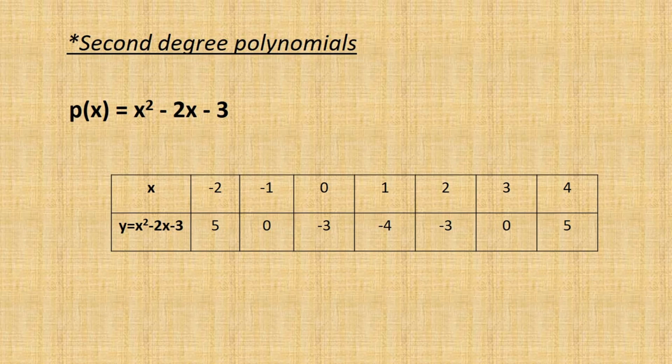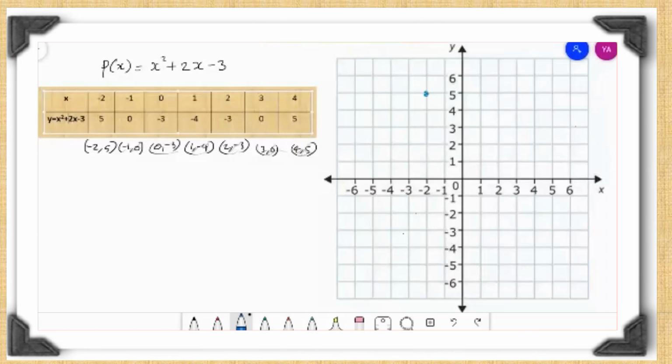To draw the graph, we need more points. So I took only 7 pairs of points, x coordinate and y coordinate. You can mark these points on the plane, then we'll get the graph of this polynomial. Okay, so I have opened the whiteboard, and here we want to mark all these points. Then we want to join these points.